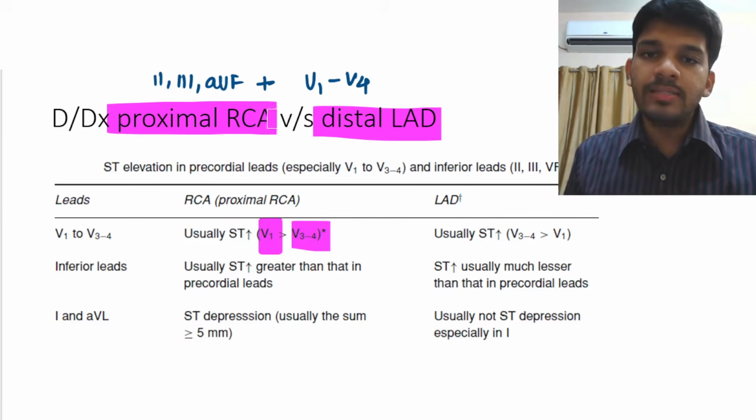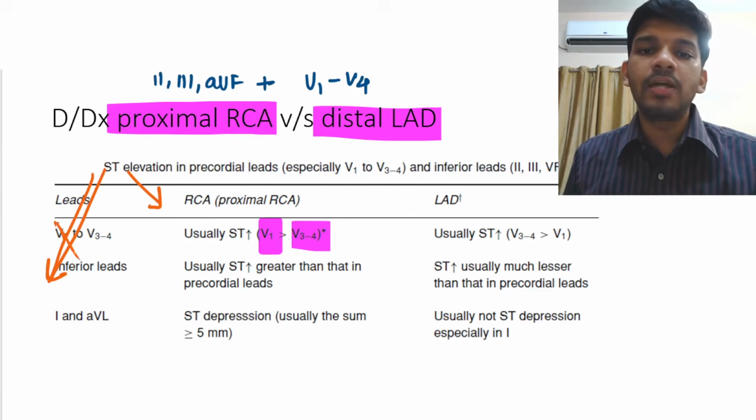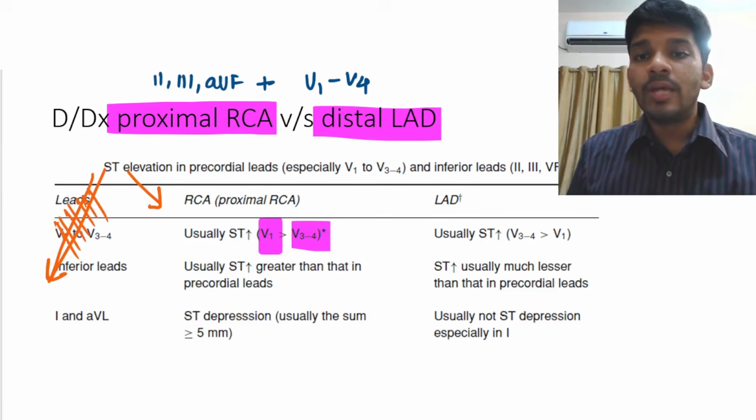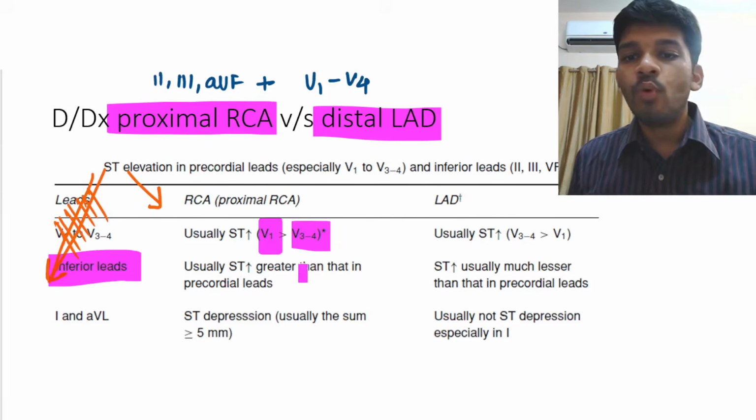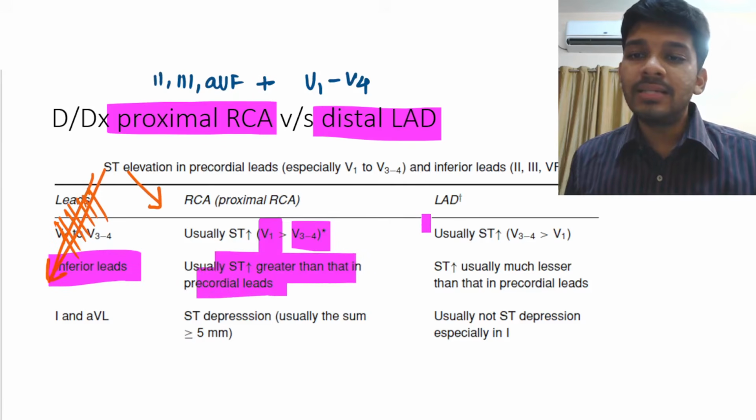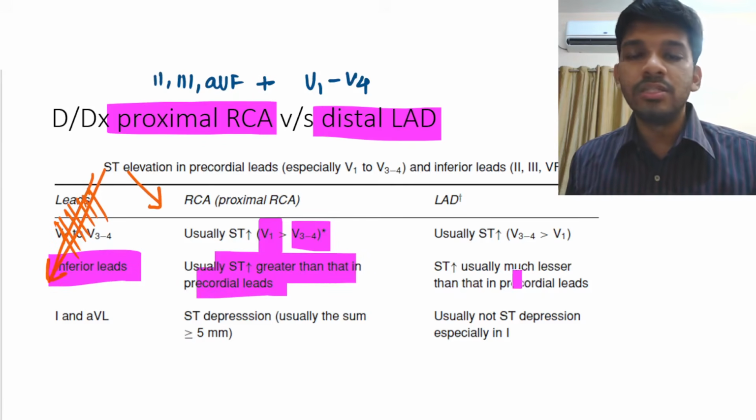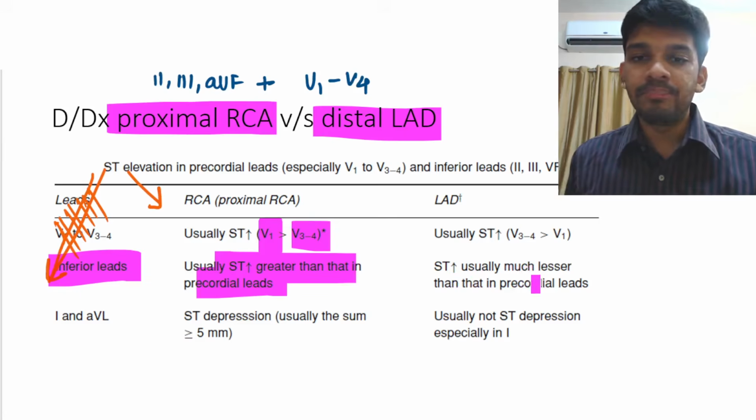Second thing, since proximal RCA injury vector is predominantly downwards, in both cases it is downwards. LAD it was this way and RCA it was this way. But remember, if it is an RCA occlusion which is proximal, which means larger area of myocardium is affected, so the ST elevation in inferior leads is more than that in precordial leads. Whereas in case of an LAD occlusion, the ST elevation is much lesser in the inferior leads.